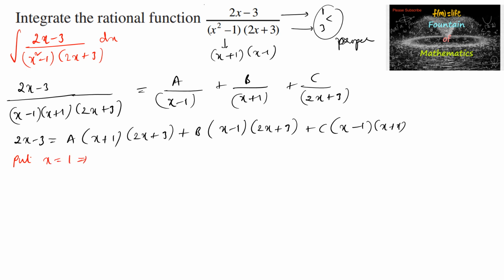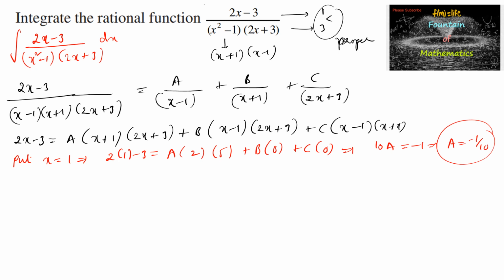put x is equal to 1, we get the left side 2 times of 1 minus 3 is equal to a times of (1 plus 1) 2, 2 ones are 2 plus 3 that is 5, plus b times of that is 0, plus c times 0. So which implies 10a is equal to 2 minus 3, minus 1. So a is equal to minus 1 by 10.